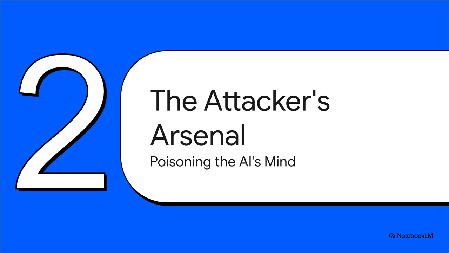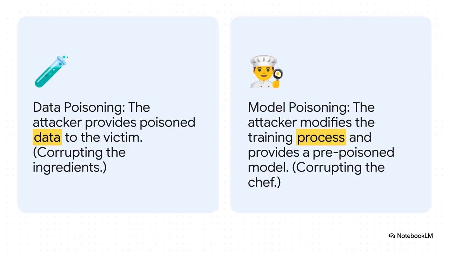Okay, so how do the attackers actually pull this off? Let's get into their arsenal, starting with how they poison an AI's mind before it even gets released to you and me. So you've got two main flavors of this attack. First up is data poisoning. The analogy here is perfect. It's like corrupting the ingredients for a recipe. The attacker just taints the raw data that a company is going to use to train its AI.